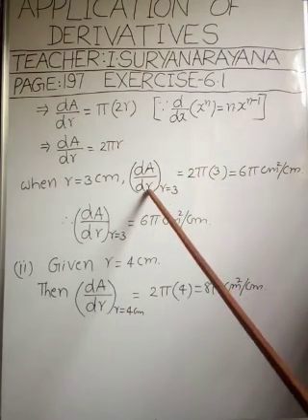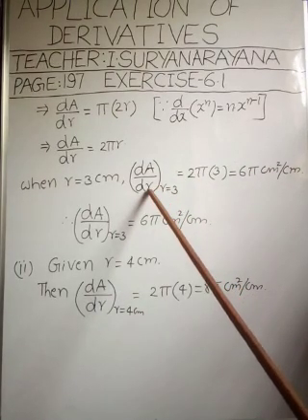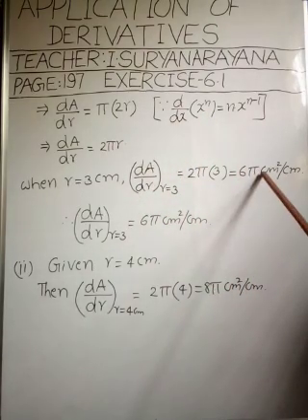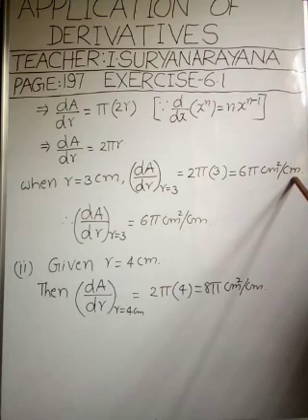What are the units to denote radius? What are the units here? We are denoting centimeter. So centimeter square per centimeter.